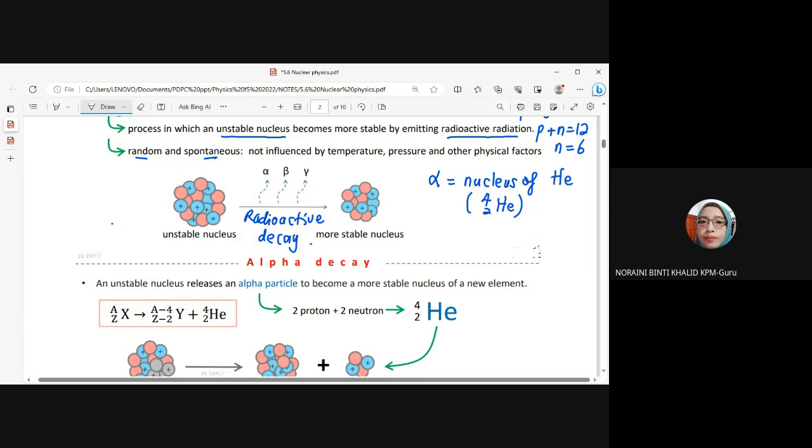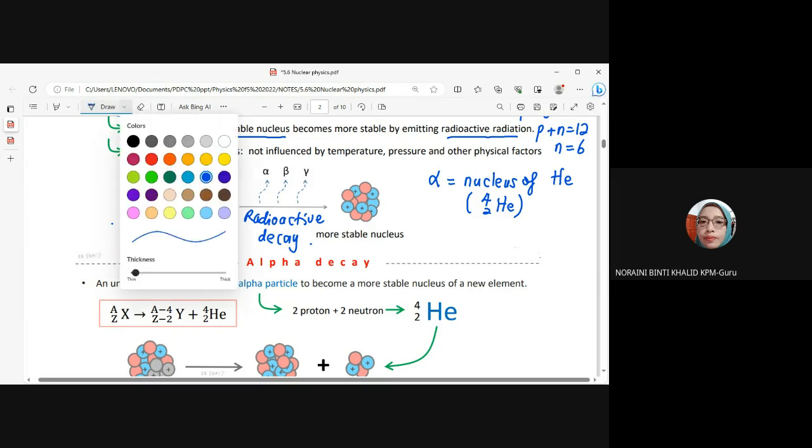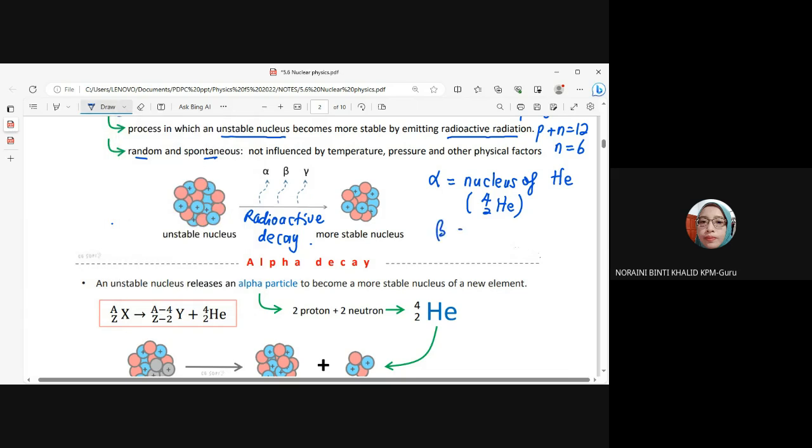Okay, saya nak tulis ni sebab ada gangguan, saya padam dulu. Okay, beta ialah elektron. Okay, apa nuclide notation untuk elektron?